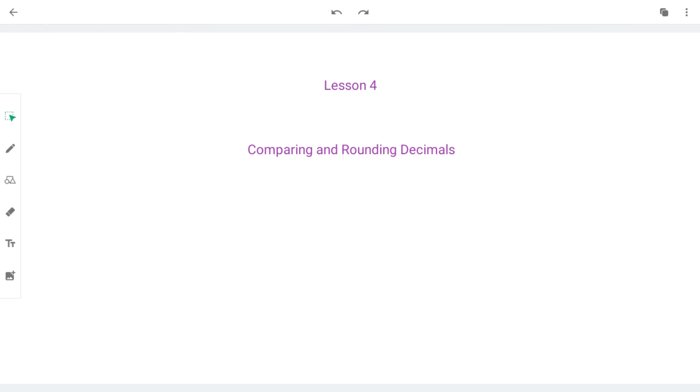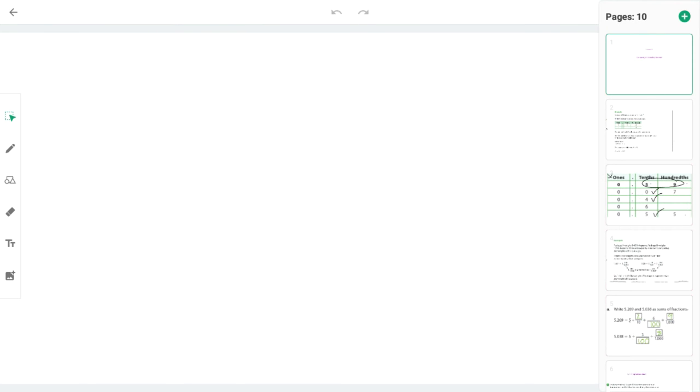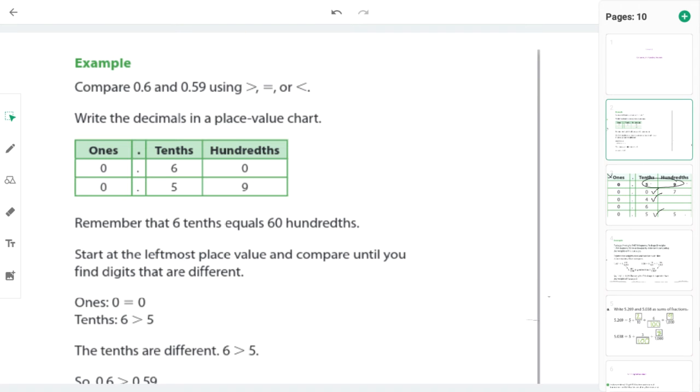Lesson 4, Comparing and Rounding Decimals. The first strategy that we have is called the place value chart.